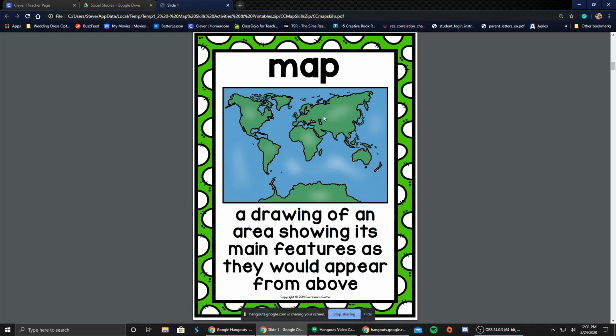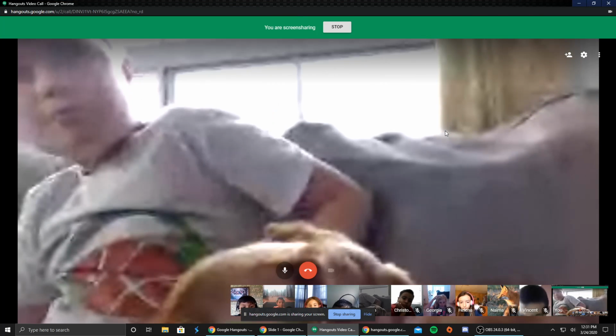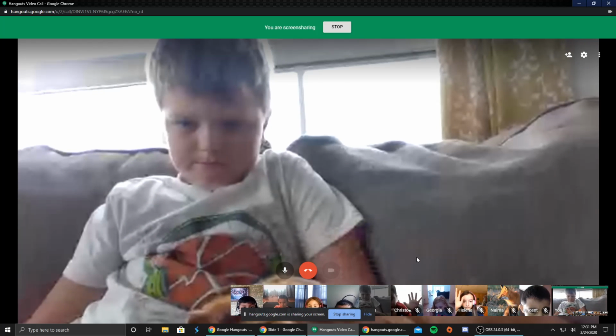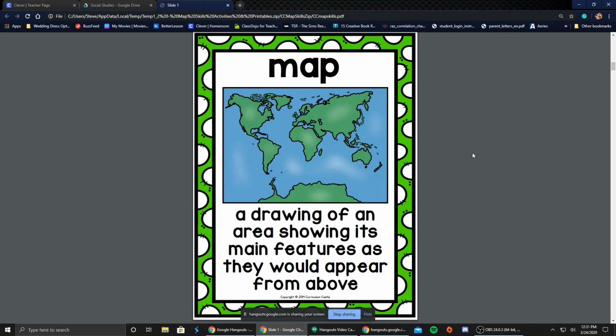But quick show of hands, just how many of you have ever seen a map before? Raise your hand if you've ever seen a map. Okay, a couple. It's okay if you haven't. I mean, the times of maps have kind of gone away, so it's okay.